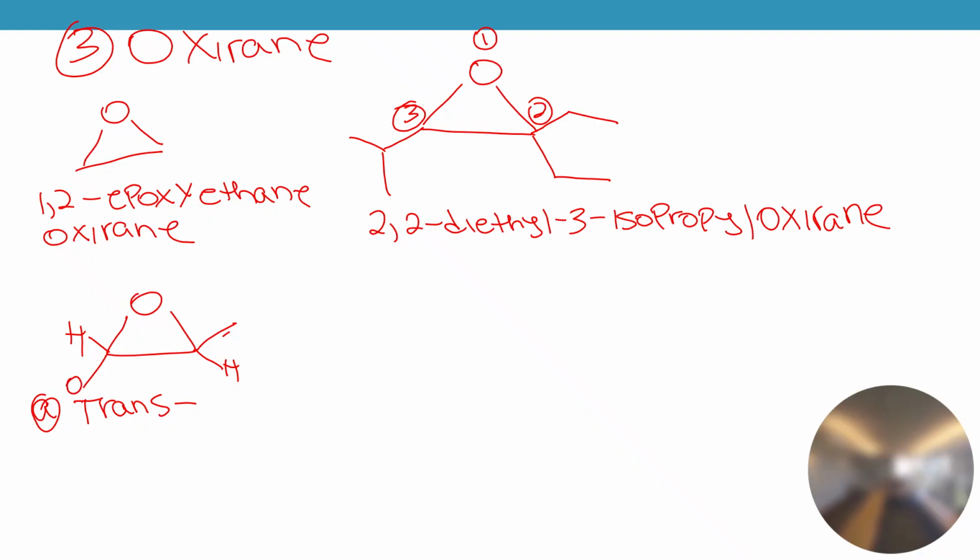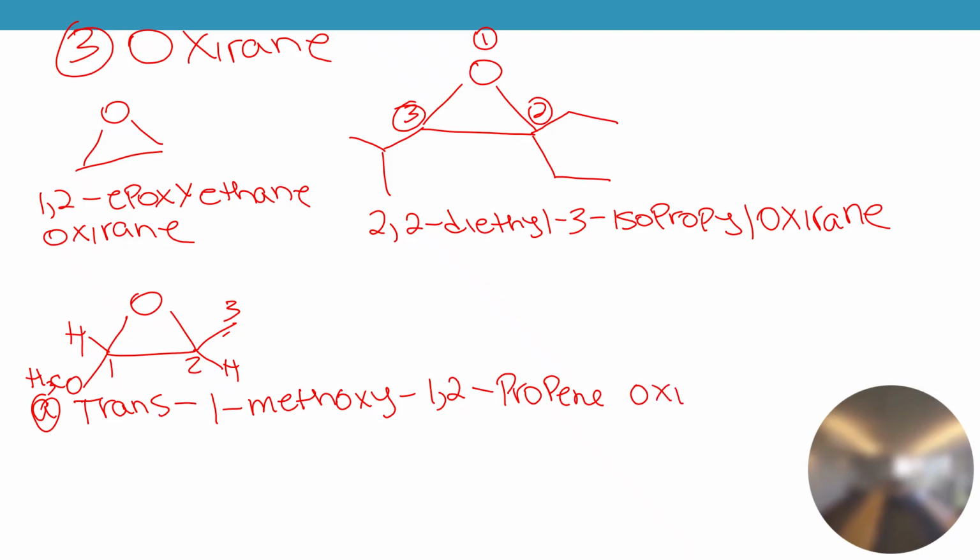Oh, let's put a methoxy here. Just to continue driving the point home, what gets priority? So the methoxy's down, that makes this 1, 2, and 3. So we're going to name it as a propene oxide, so trans-1-methoxy. Then we're going to list where the double bond is, 1,2-propene oxide. Okay, so where did I get that from?